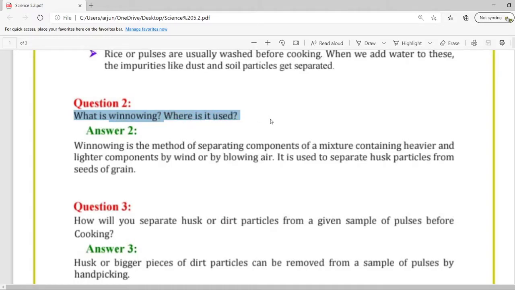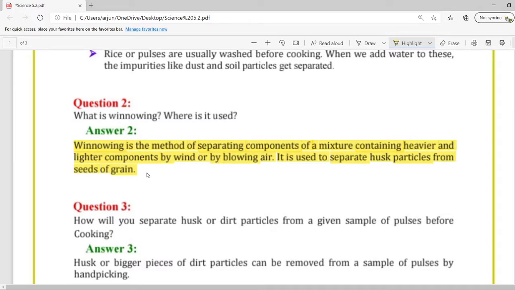What is winnowing and where is it used? So the answer will be: winnowing is a method of separating components of a mixture containing heavier and lighter components by wind or by blowing air. It is used to separate husk and particles from the seed of grain. The winnowing method is very long, but we have written the answer very short.